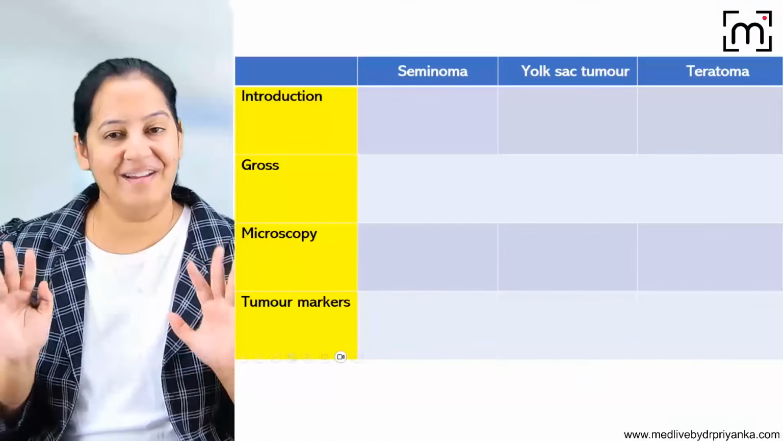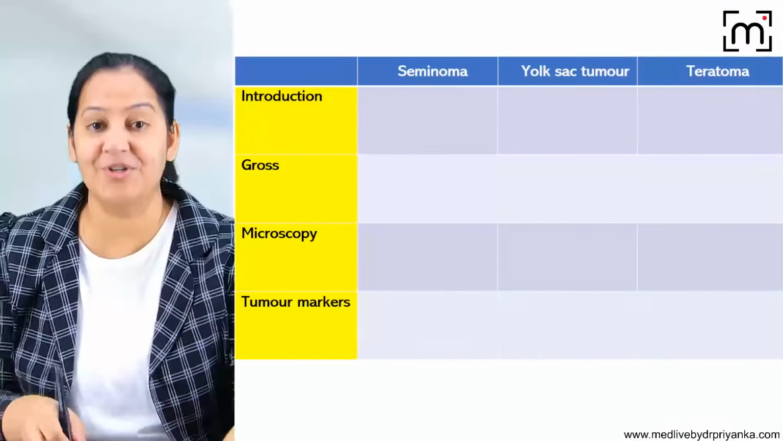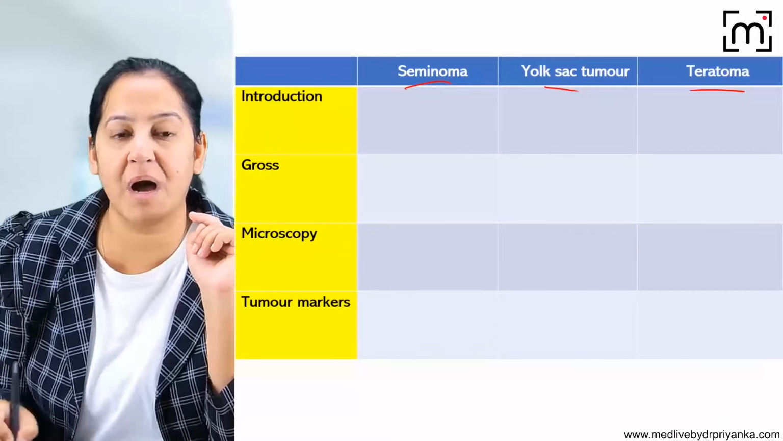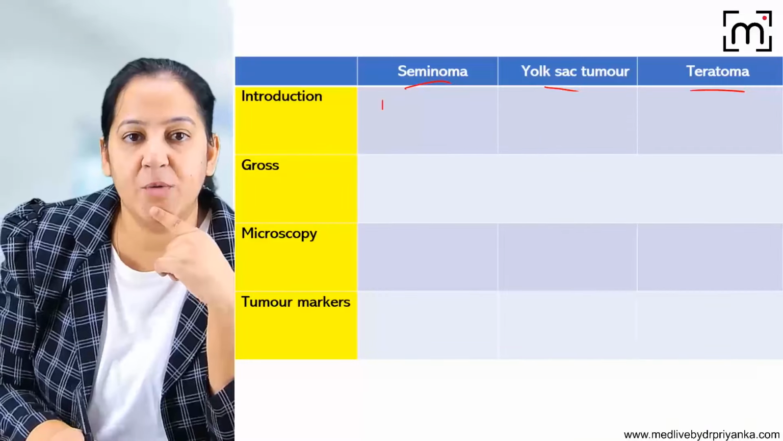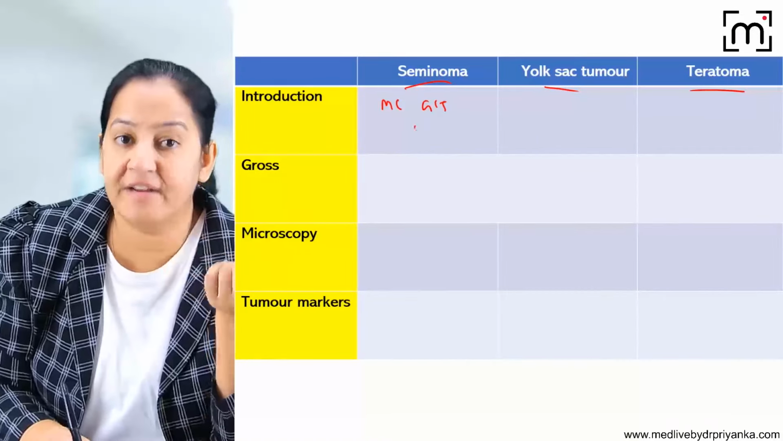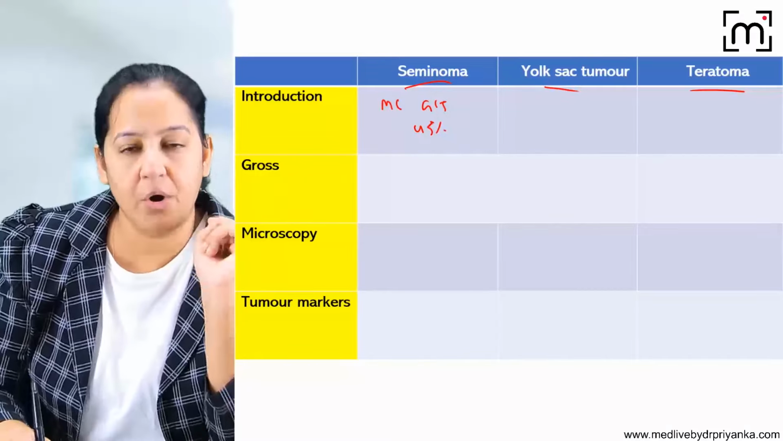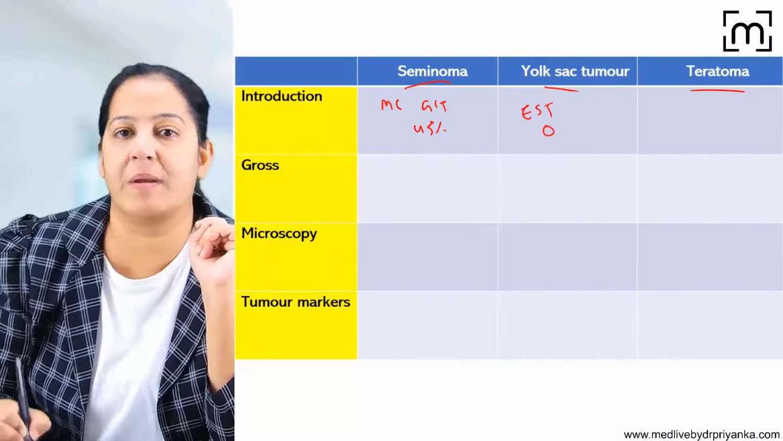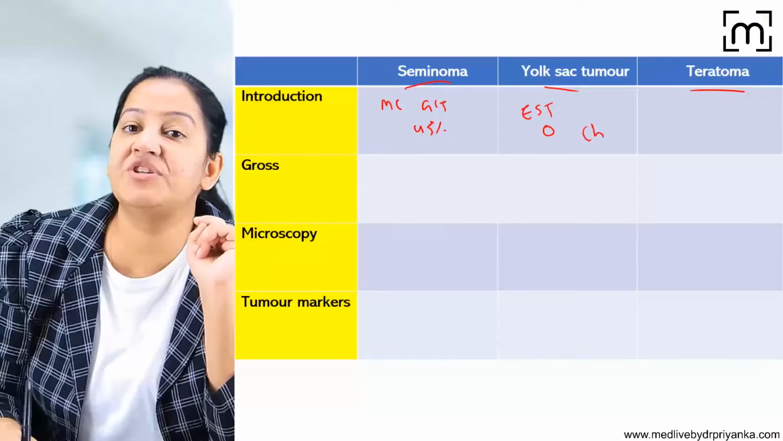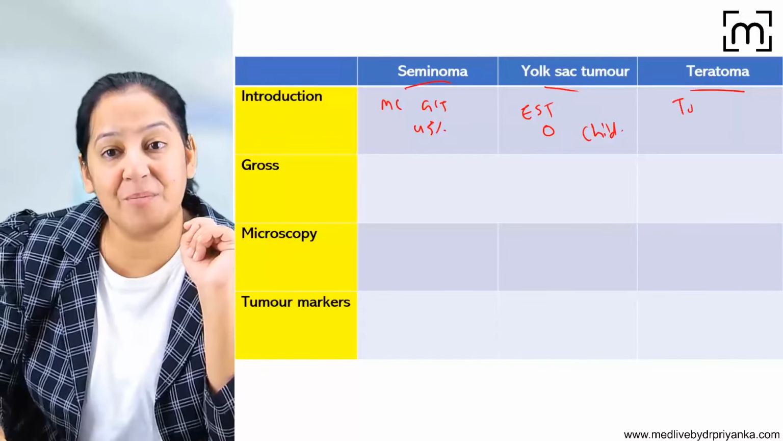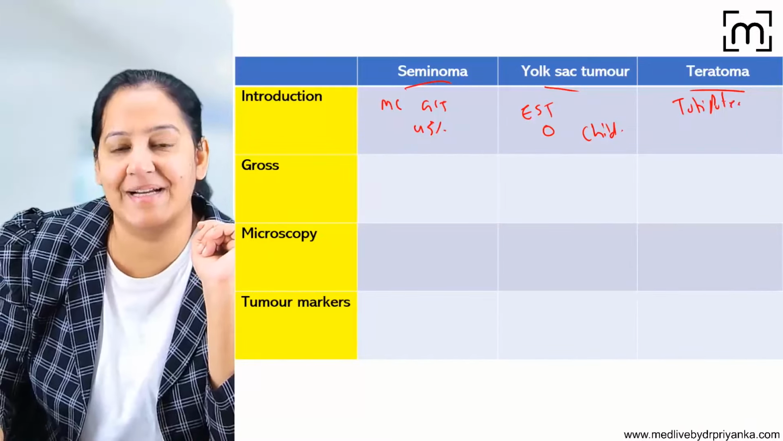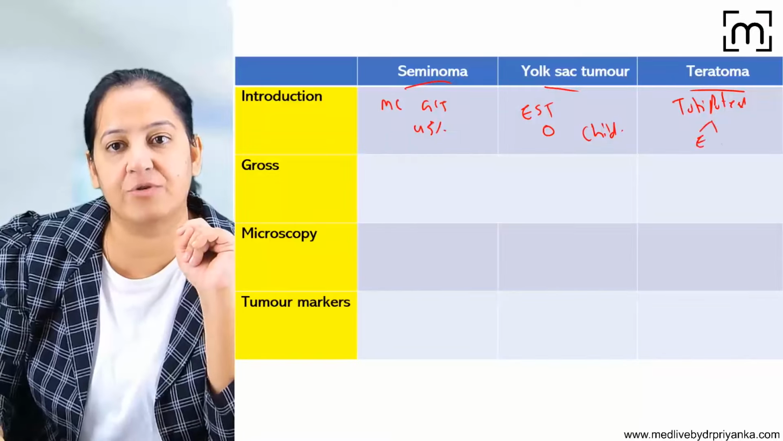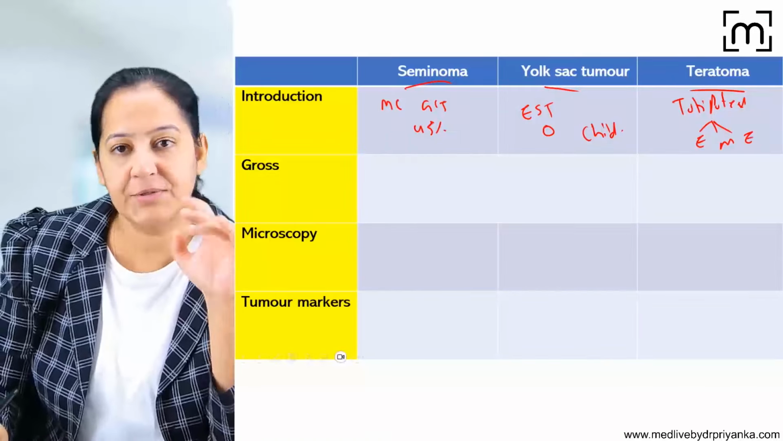So we are done with the three types of tumors: Seminoma, Yolk Sac, and Teratoma. Write the introduction of all three. Seminoma is the most common germ cell tumor. It alone constitutes 45%. Yolk Sac tumor, also known as endodermal sinus tumor or orchidoblastoma, is more common in children. Teratoma arises from totipotent cells. That's why it has derivatives of ectoderm, mesoderm, as well as endoderm. So that is the introduction.